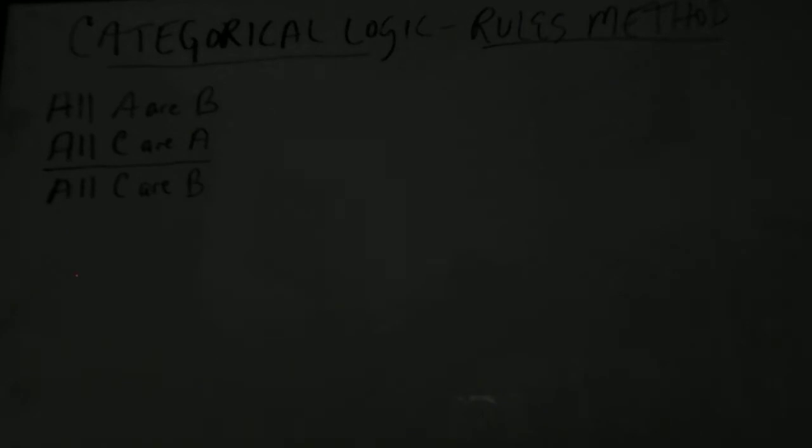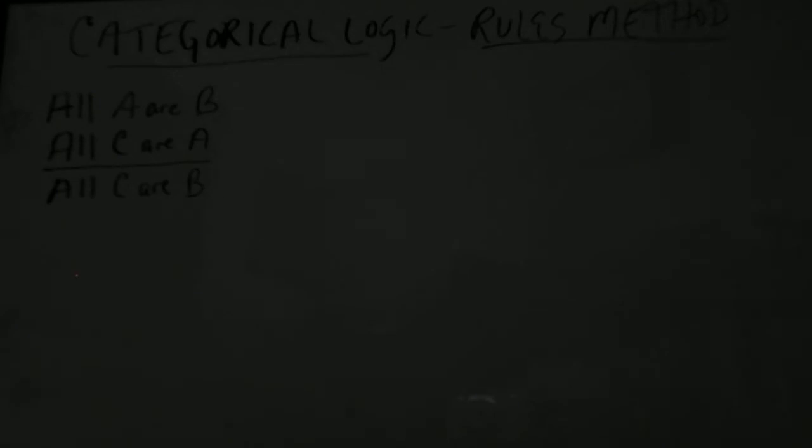What we're going to look at right now is basically how to test validity in categorical logic. And there's two basic tests that we're going to look at. The first one is referred to as the rules method. The other one is the coined word method. The rules method is the first one. It was created by Aristotle back at the very beginning of logic.